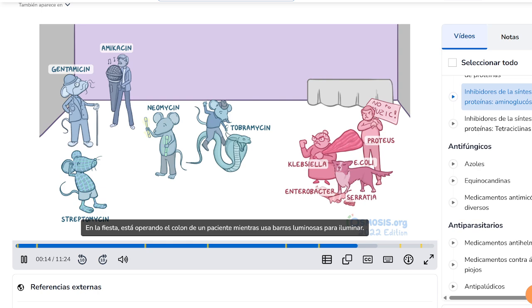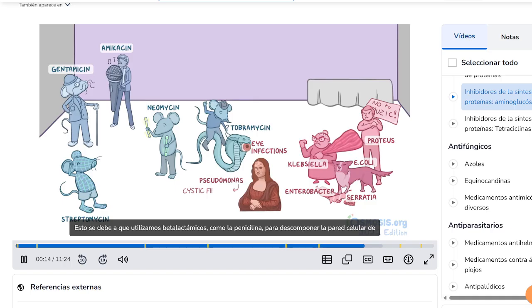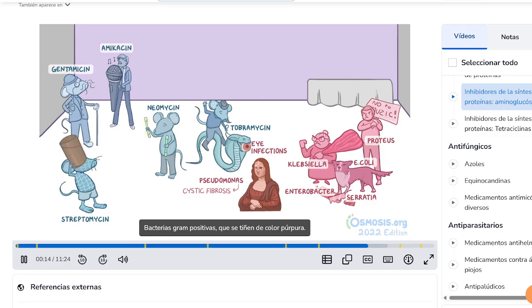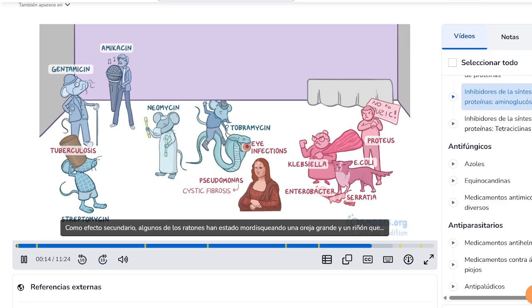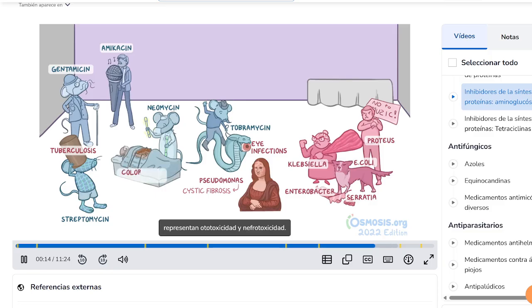The cobra has someone's eye in its mouth. To help you remember, tobramycin is used to treat eye infections. The eye came from the Mona Lisa, who has cysts and scars on her face to represent Pseudomonas in cystic fibrosis patients. Next, we have the striped mouse, or streptomycin, getting his head stuck in a toilet paper tube for tuberculosis. Finally, we have neomycin, the mouse with the neon glow sticks, who's actually a surgeon. At the party, he's operating on a patient's colon while using the glow sticks for illumination.